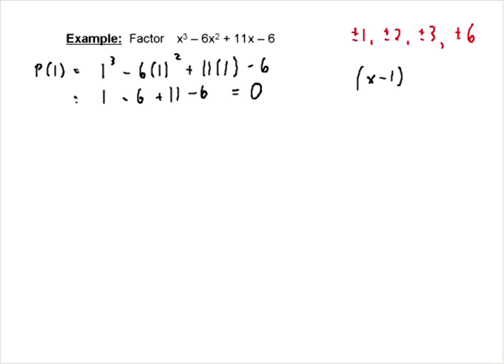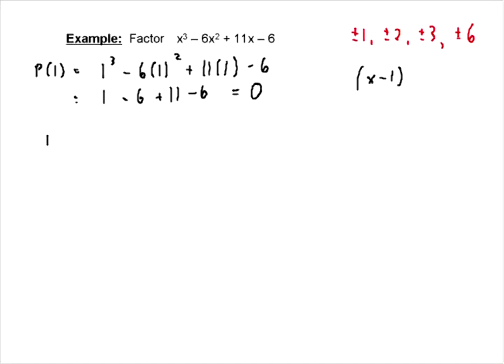Now we have to figure out the other factors, and this is where we go back to synthetic division. We want to take this polynomial and divide it by this binomial, because we're trying to factor this binomial out of the polynomial. So back to synthetic division.